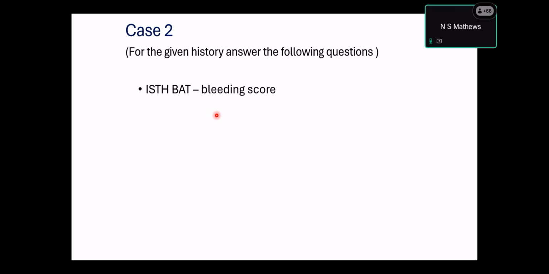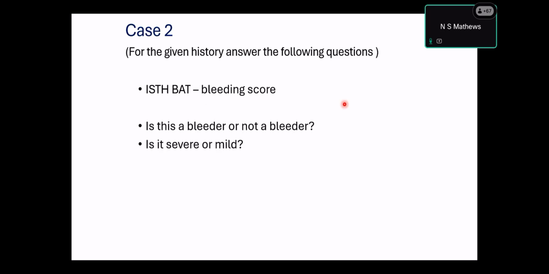Now for this particular case, or in fact for any other given case, let's try to answer some questions. One is, what is the BAT score? In this case, it's 6. Some of the other questions we should try to answer after getting a proper history: first, is the patient a bleeder or a non-bleeder? Once we answer that, if it's a bleeder, is it severe or mild?